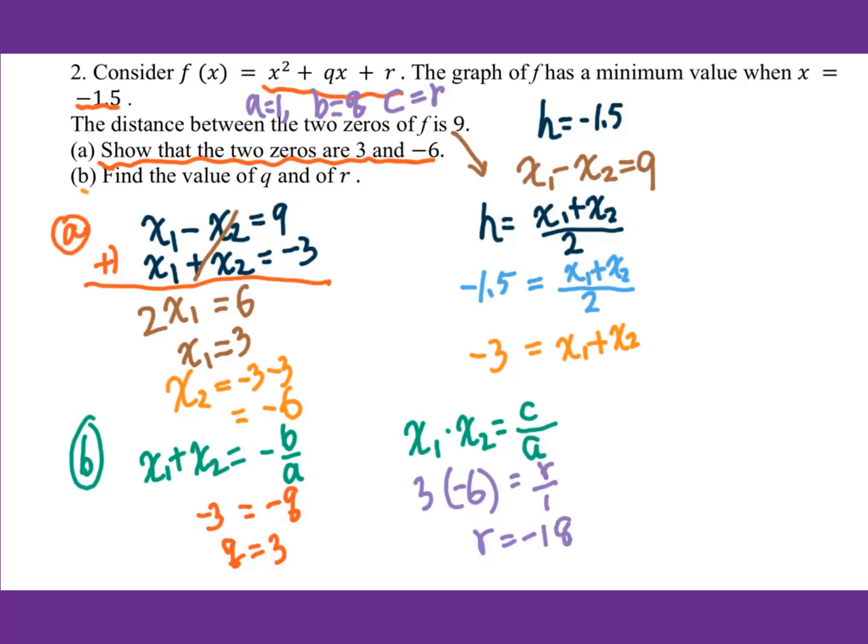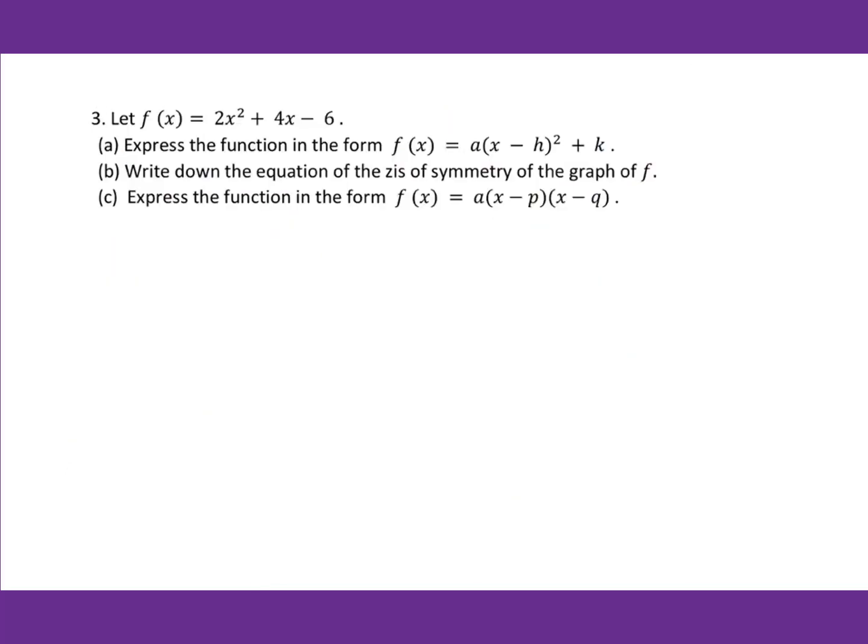So we finish for the B. Q equals 3 and R equals negative 18. Let's go to number 3. Let f of x equals 2x squared plus 4x minus 6. For A, express the function in the form of this one, that's vertex form.